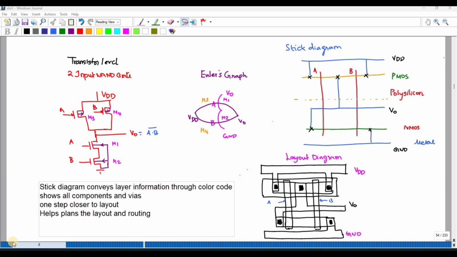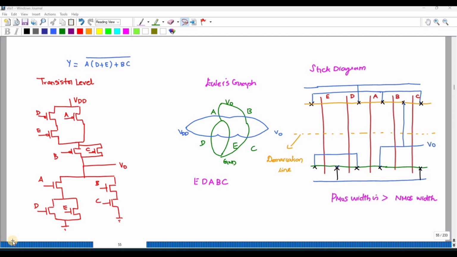So this 2-input NAND gate we have already discussed. Let us discuss another circuit. Consider Y equals the whole bar of A into (D plus E) plus BC. You can see B and C are in series. If it is multiplication, you have to draw B and C in series. So B and C are in series for NMOS. Similarly, for PMOS you have to draw it in parallel. If it is in series, you have to draw it in parallel.